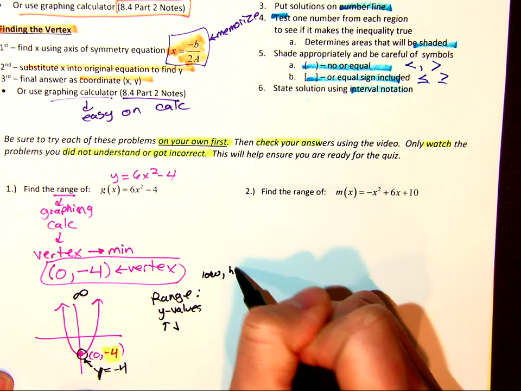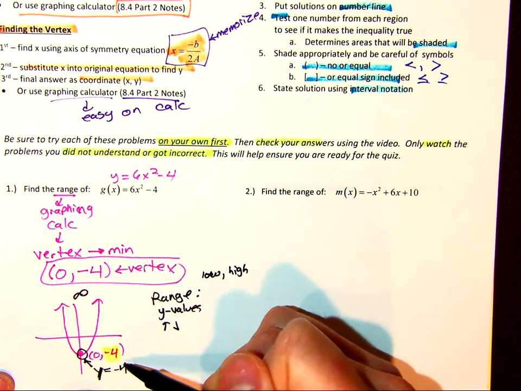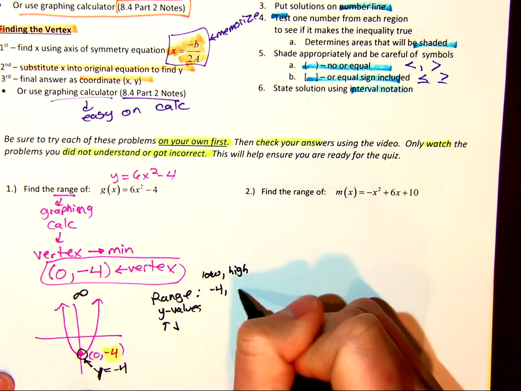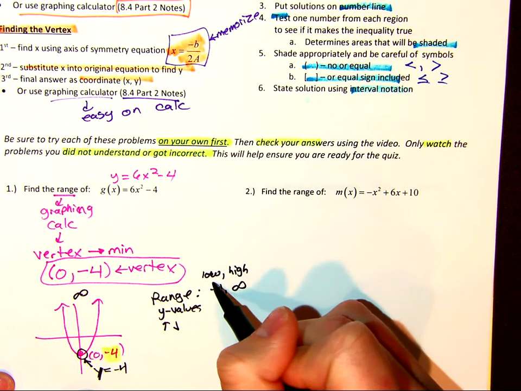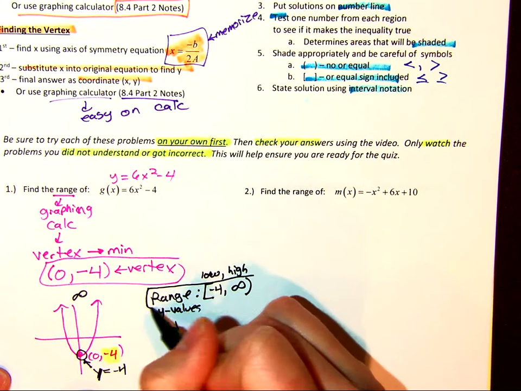Now when I write my range, remember my range should always be low to high. So I have to go with the smallest first. Well, is infinity or -4 smaller? -4 is smaller, infinity is larger. -4 gets a square bracket because it is a point on the graph, and infinity gets the parenthesis.